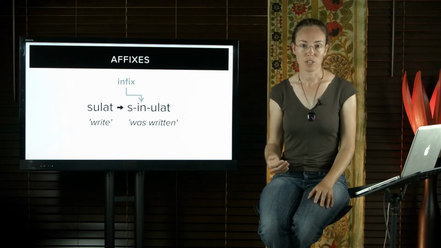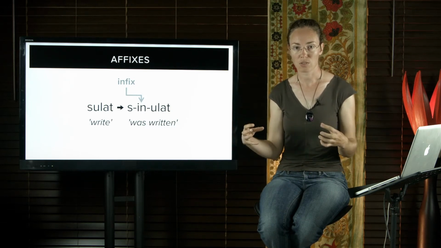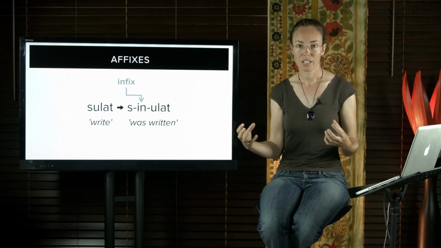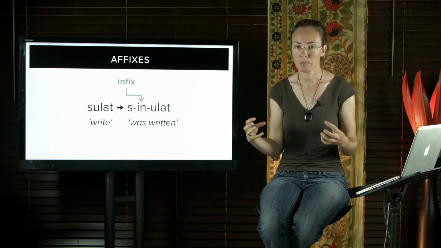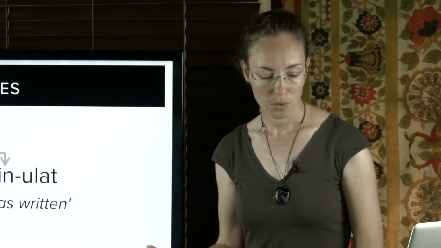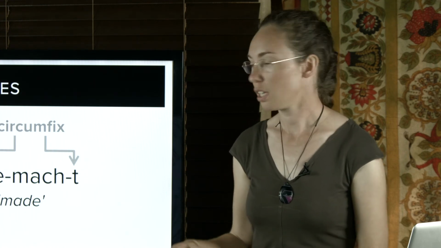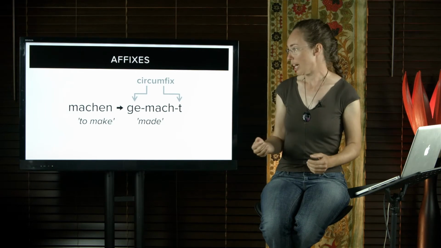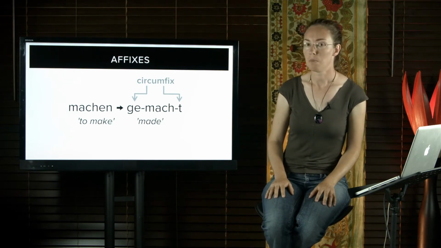Another type of morpheme is the circumfix. A circumfix goes on both sides of the root. One part goes before it and one goes after it. It's a bit like a prefix and a suffix at the same time, but they both have to be attached together. So for example, in German, the past tense is formed using the circumfix g, t. So we have machen, to make, and gemacht, made.